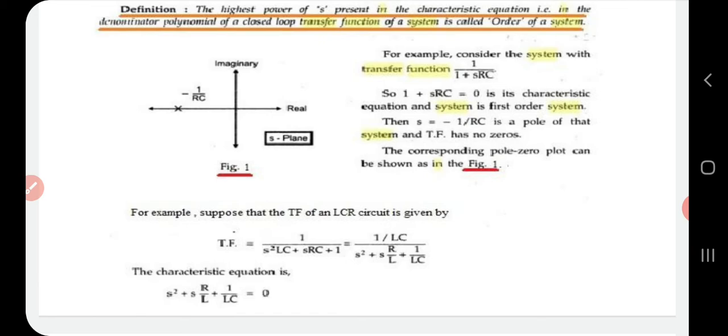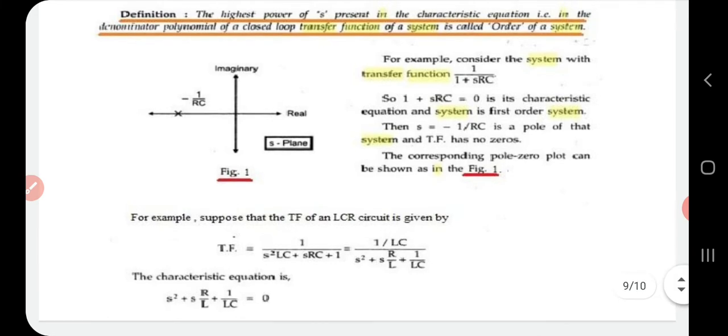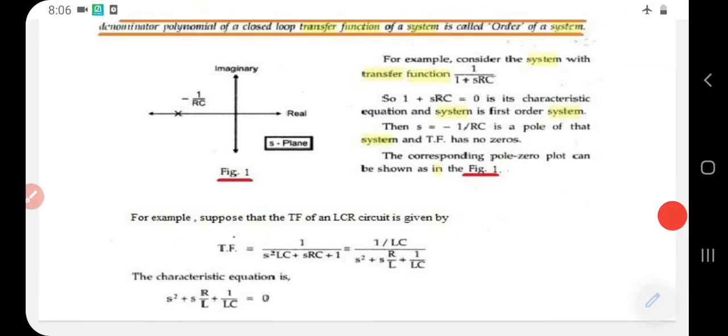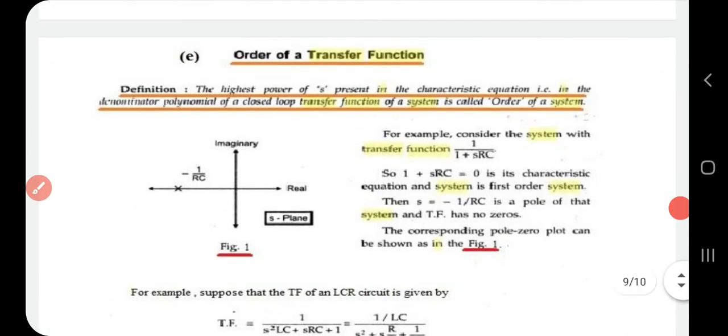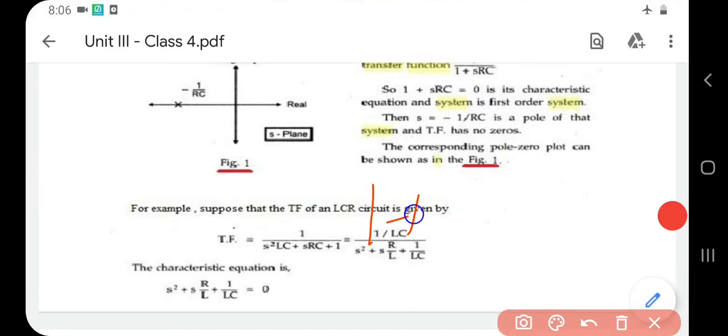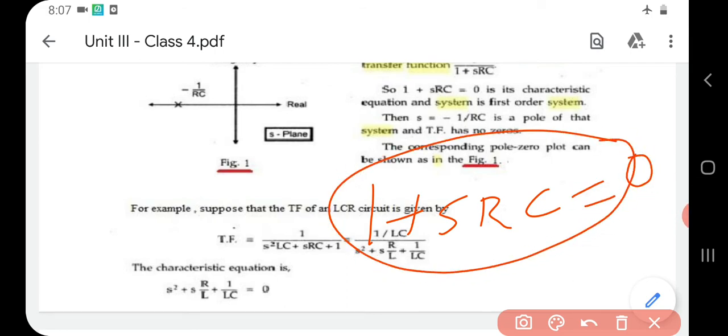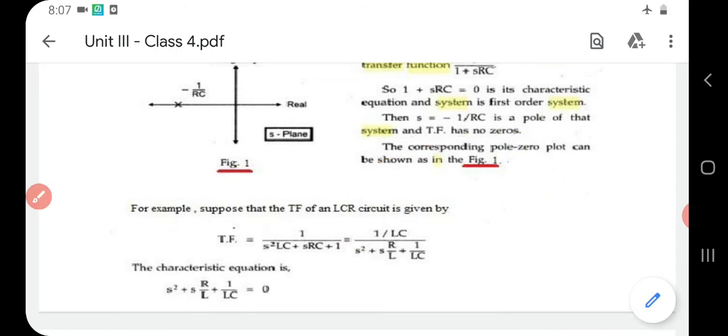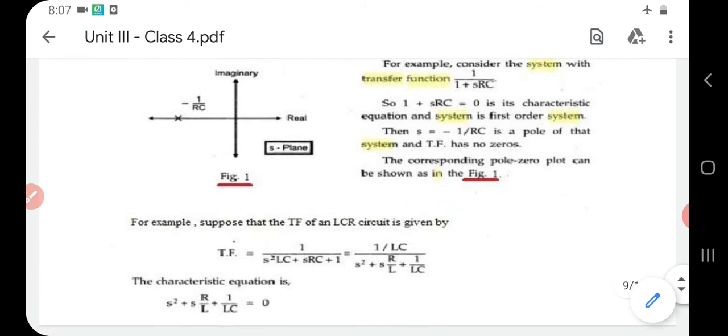Here you are putting the denominator, 1 plus sRC, equal to 0, and that will be the characteristic equation, and the system is of first order because this denominator is 1 plus sRC. That is an RC circuit they are dealing with. There is no higher power, so it will be of first order, and when putting the denominator equal to 0, you will get the pole.